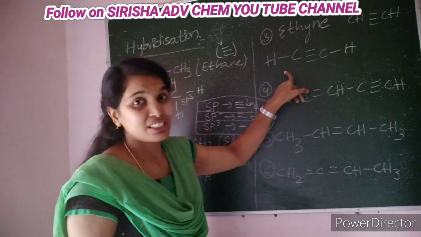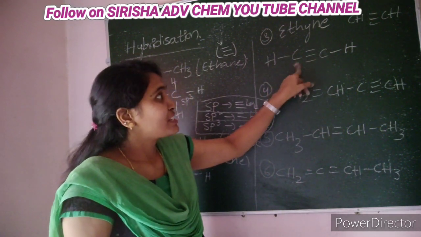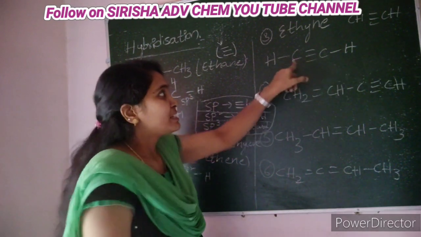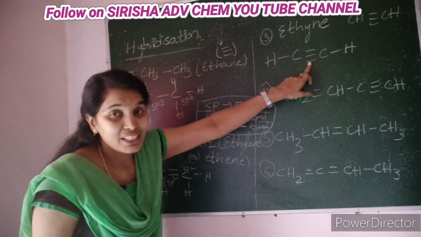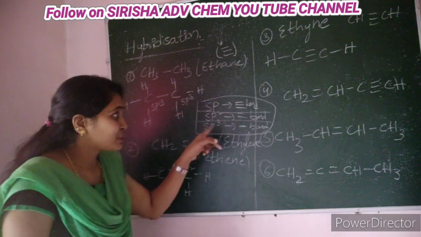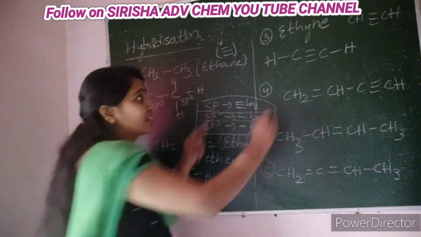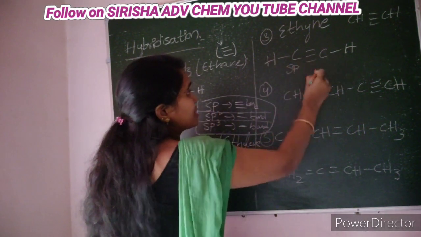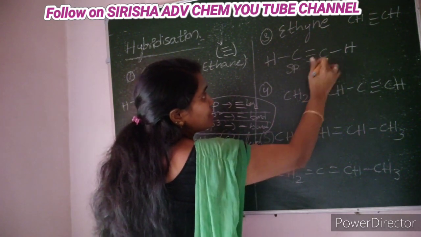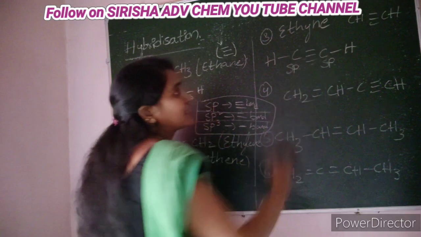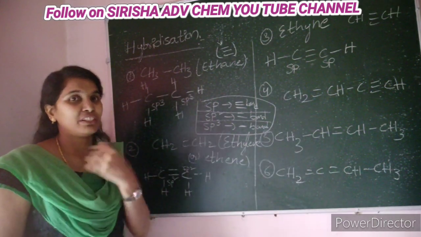So if you write the structure, CH triple bond CH. See here, this carbon is having a triple bond and a single bond. We have to consider the higher bond, the triple bond. So triple bond means we will call it sp hybridization. Even this carbon is having a triple bond and a single bond. This bond is higher, so this is sp hybridization.